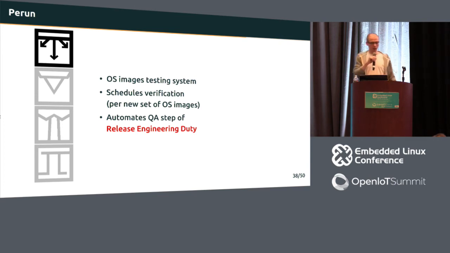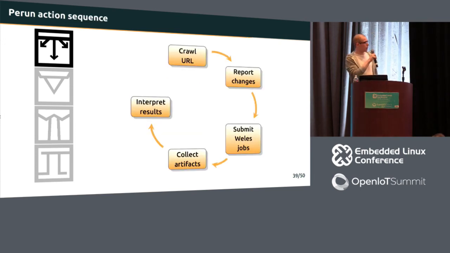Moving on to the final layer of our new testing system, Perun, which is the testing system for the OS images. It schedules verification per new pre-release and actually automates the quality assurance steps of release engineering duties. It crawls given URLs, then reports any changes. It detects, submits Weles jobs, collects all the artifacts after the testing jobs are completed, and interprets the results so that we know whether a new pre-release can be accepted or should be stopped from being published.